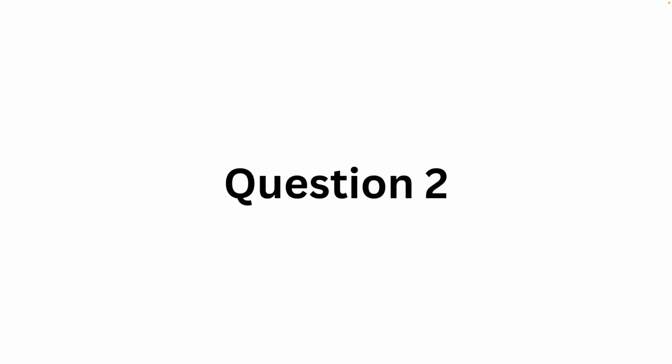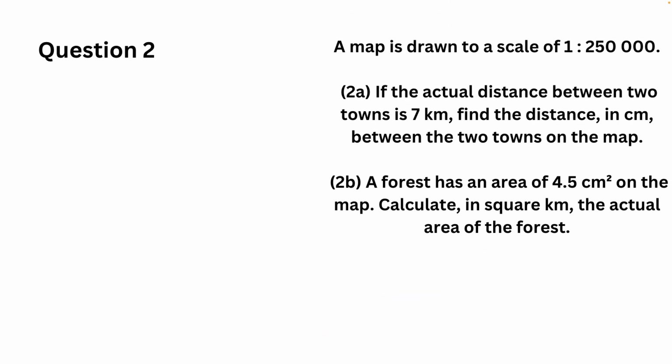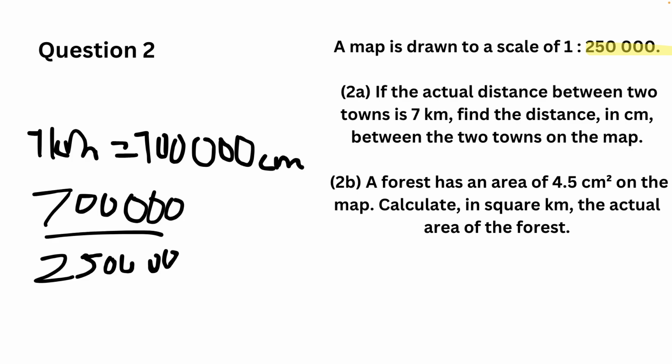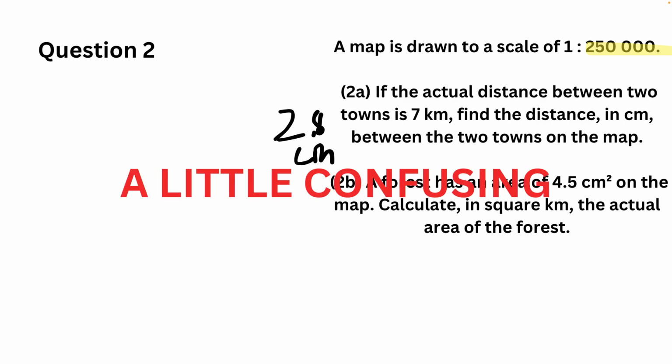Alright, question 2. A map is drawn to a scale of 1 to 250,000. A. If the actual distance between two towns is 7 km, find the distance in cm between the two towns on the map. So first, 1 km equals 100,000 cm. So let's times 7 that. So 7 km equals 700,000 cm. 700,000 divided by 250,000 equals 2.8 cm. So the first answer is 2.8 cm.